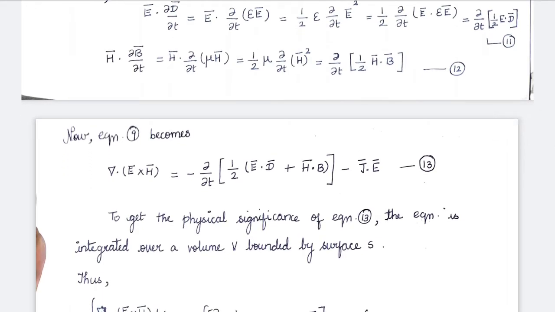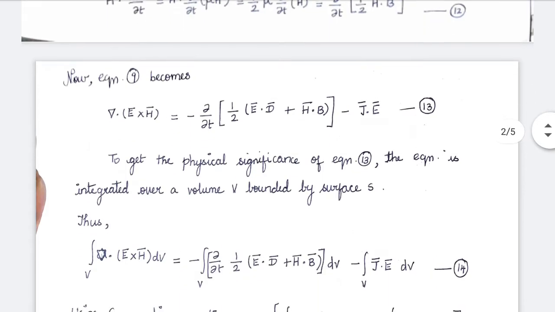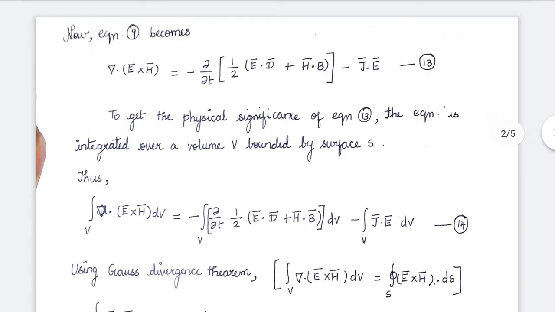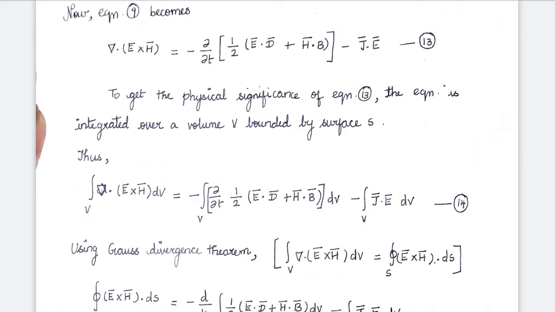To get the physical significance of equation 13, what this equation represents, we are going to integrate it over a volume V bounded by a surface S. So this is the triple integral of del dot E cross H vector dV, which is equal to minus the triple integral over V of dou by dou t of half E dot D plus H dot B dV, minus the integral over V of J dot E dV.